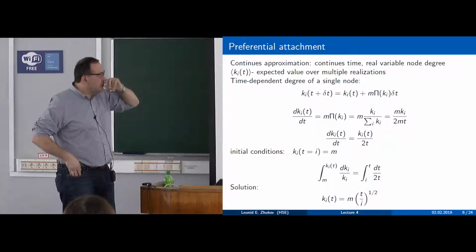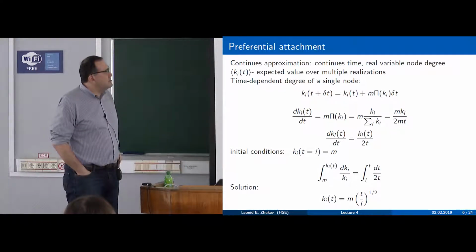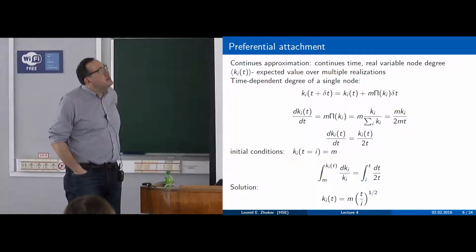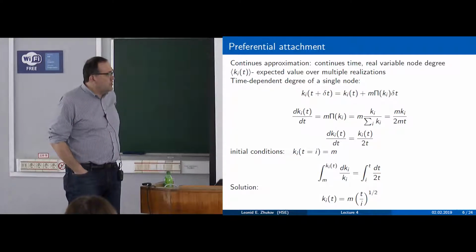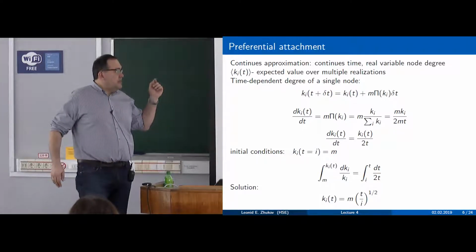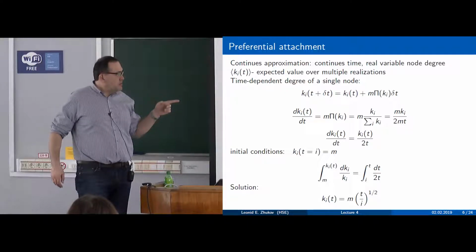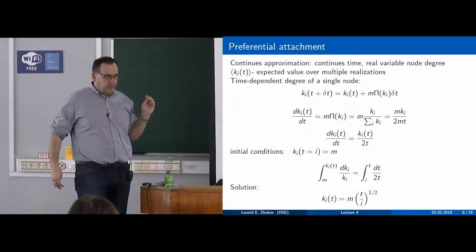Then you can plug in all those things, and you get a very simple differential equation. dki/dt is m ki divided by 2mt, where ki is the node degree of node i. Then you just integrate this. And if you do it, what you get is that the degree of the node grows as the square root of the ratio of time divided by number i.